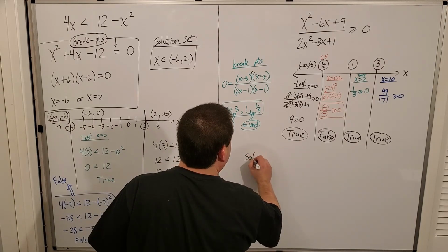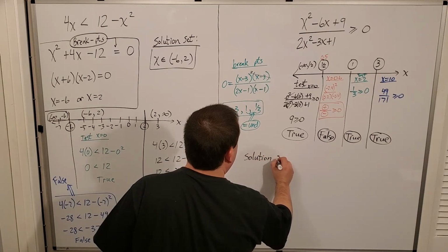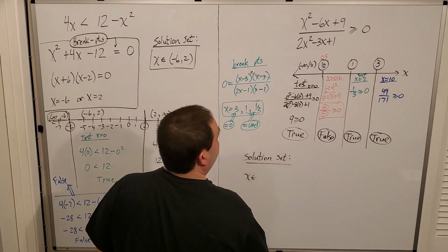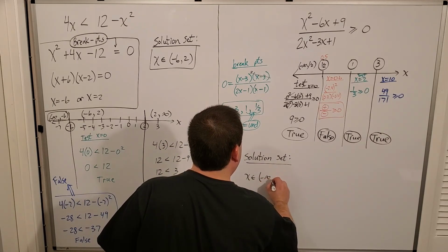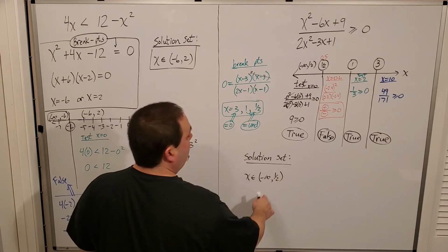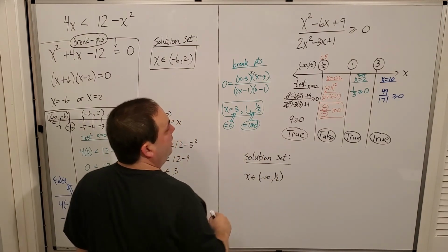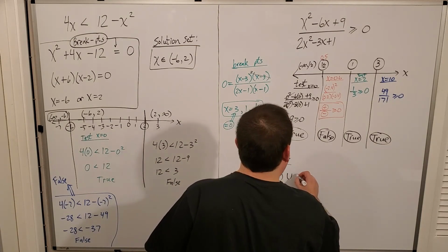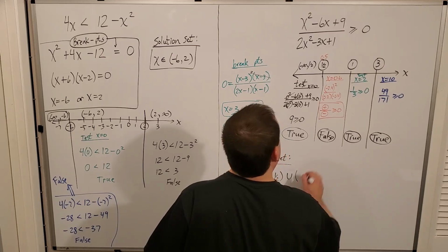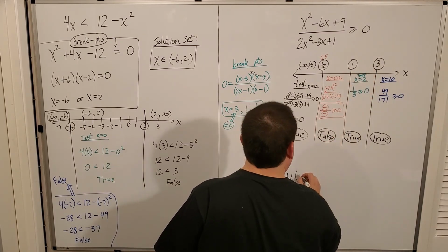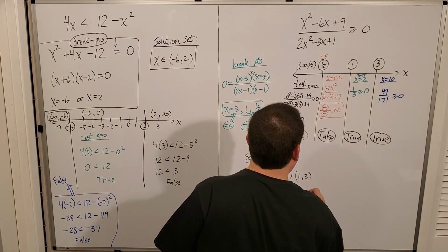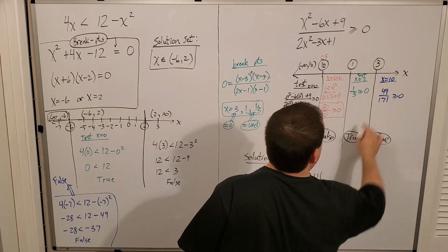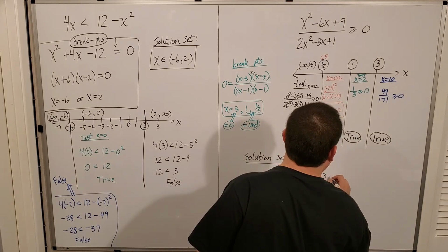Finalize this with a solution set here. Solution set. X is an element of, we have negative infinity to 1/2. Notice I am not including the 1/2. It's an undefined break number. Union with, I have everything from 1 to 3 is this interval. Okay? And then union with 3 to infinity.